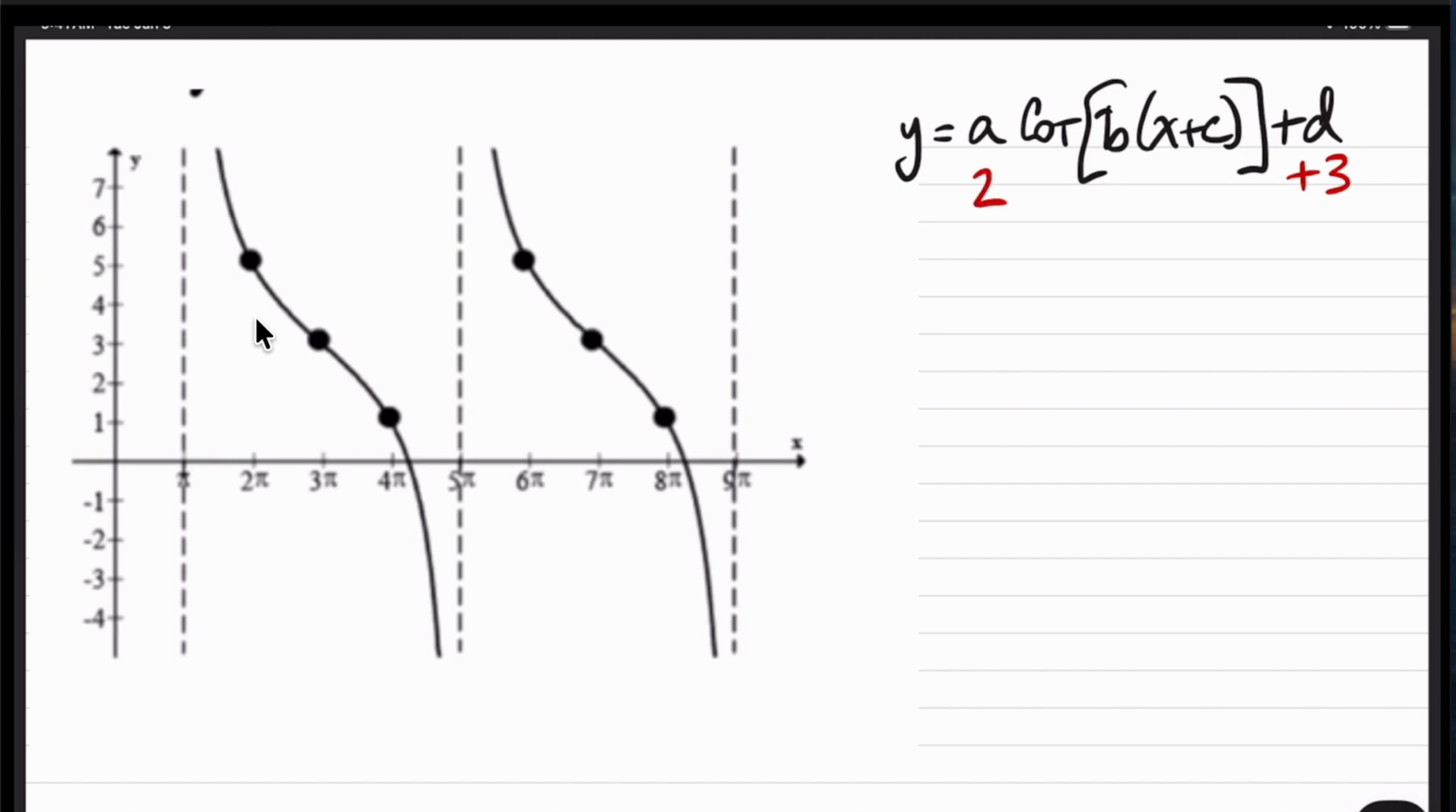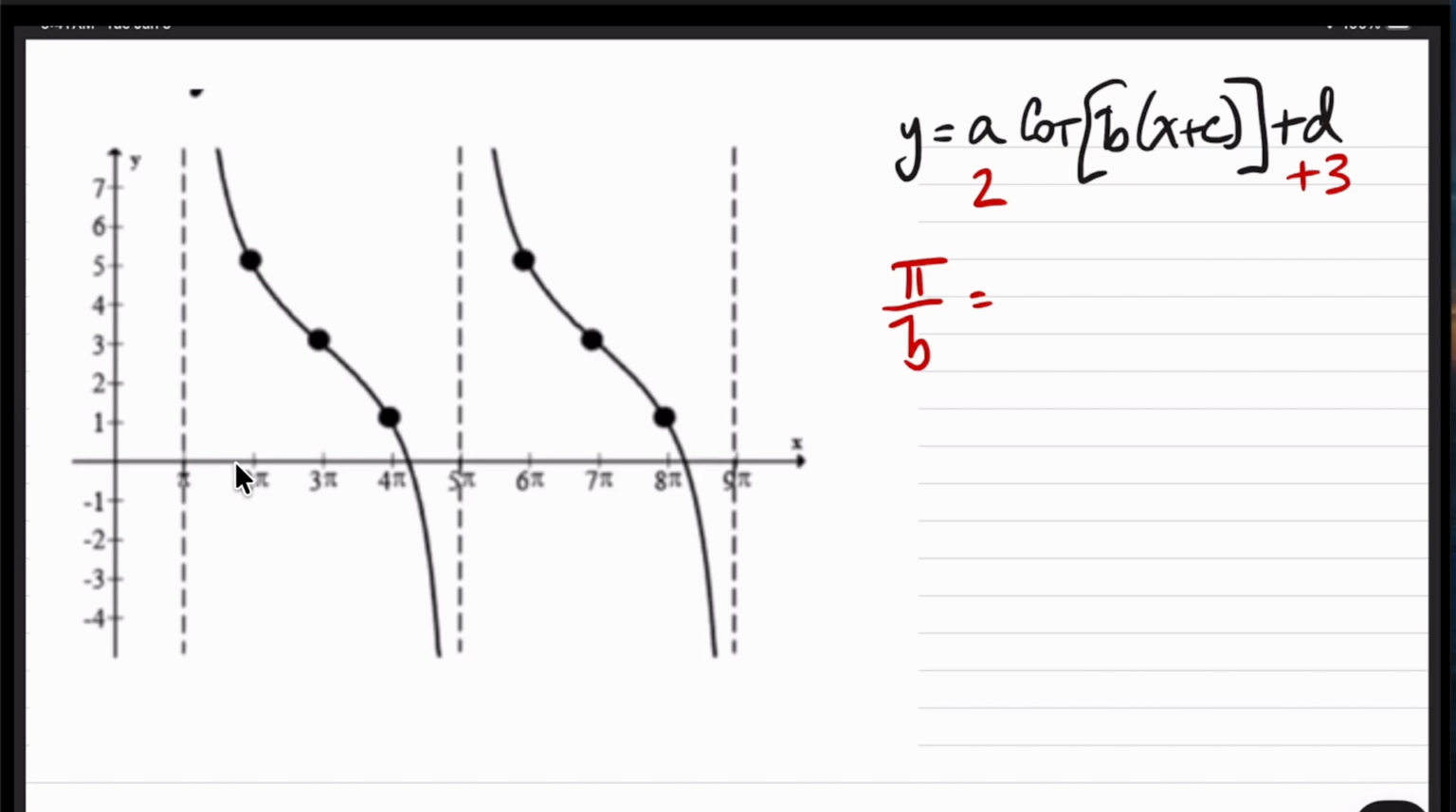Now, we're going to find our b value. Remember, the original period, which is pi for both tangent and cotangent, divided by the b value gives you the period of this transformed function. And you could see this transformed function has a period of 4 pi. Two ways to do that. You could see our first vertical asymptote is at pi. Our second one is at 5 pi.